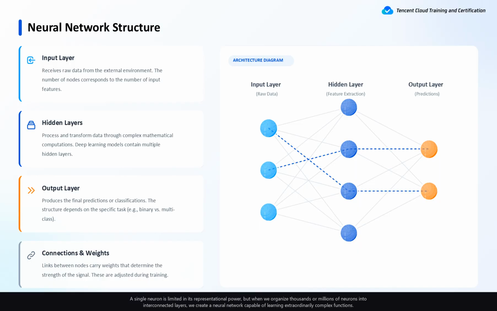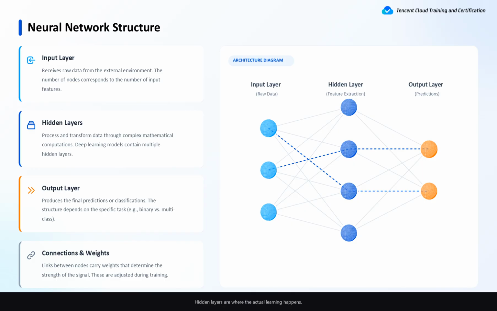A single neuron is limited in its representational power, but when we organize thousands or millions of neurons into interconnected layers, we create a neural network capable of learning extraordinarily complex functions. The standard feed-forward architecture has 3 layer types. The input layer receives raw data, with one neuron per feature, per pixel in an image, or per token in text. Data flows in at this layer without any computation.